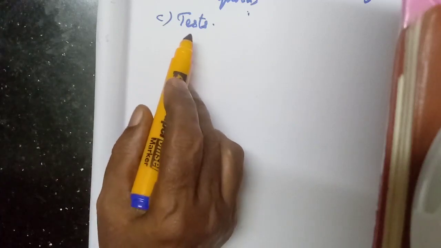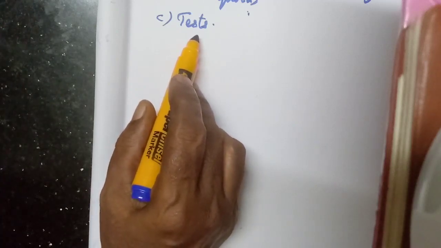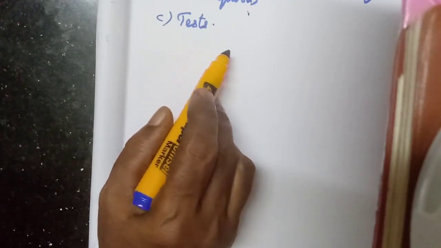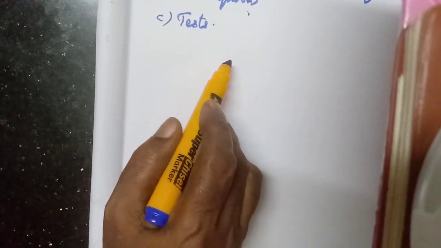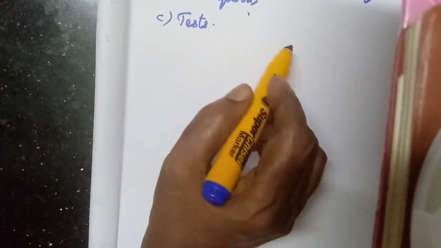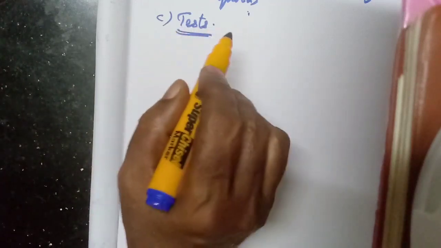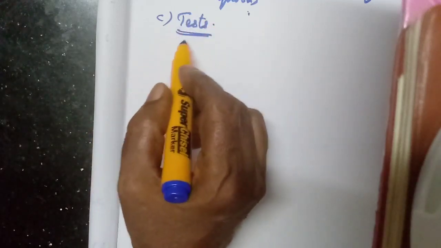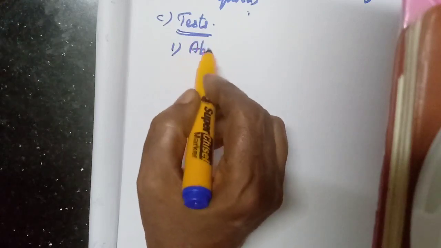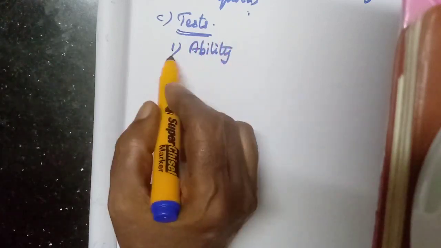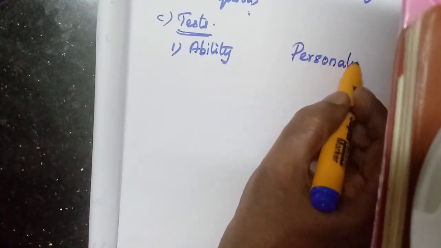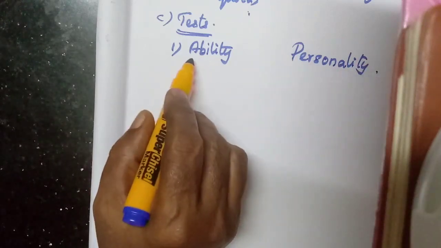Why are we conducting this test? Whether the candidate possesses the necessary qualification to perform the various jobs in an organization. They are testing whether he is capable of performing his duty. Here two types of test are available: one is the ability test, the other is the personality test. First we will learn about the ability test.